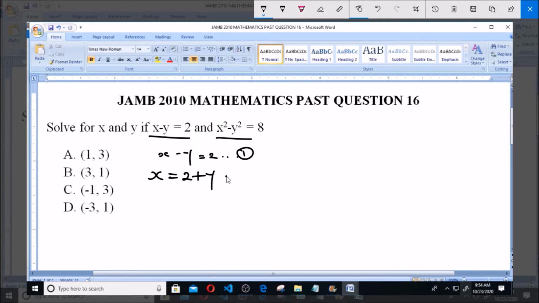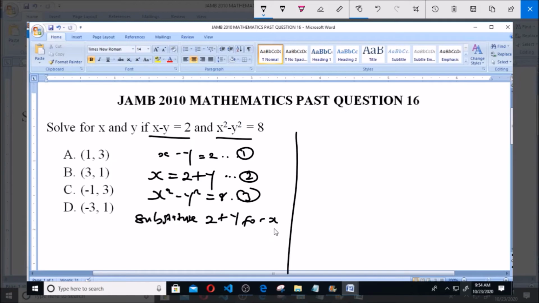Now we also have that x squared minus y squared is equal to 8. Let's call it equation 3. Now let's substitute 2 plus y for x in equation 3, so that wherever we see x we put 2 plus y.